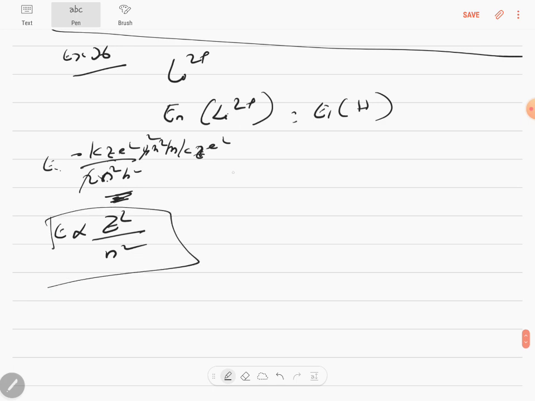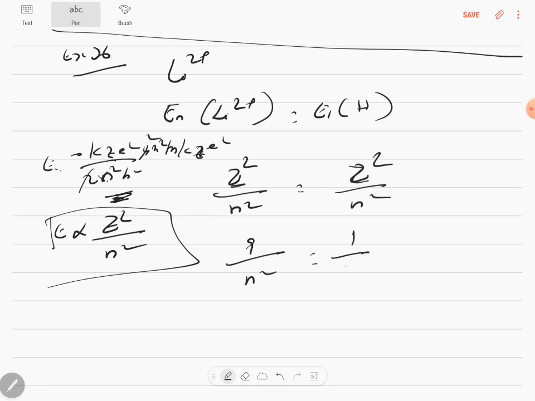So then therefore, Z square of the lithium by n square of the lithium is equal to Z square of the hydrogen by n square of the hydrogen. What is the atomic number of lithium? It is 3. So it's 9 by n square is equal to, for hydrogen, just 1 by 1 square. So n square is equal to 9, n is equal to 3. So that will have the same energy as this.